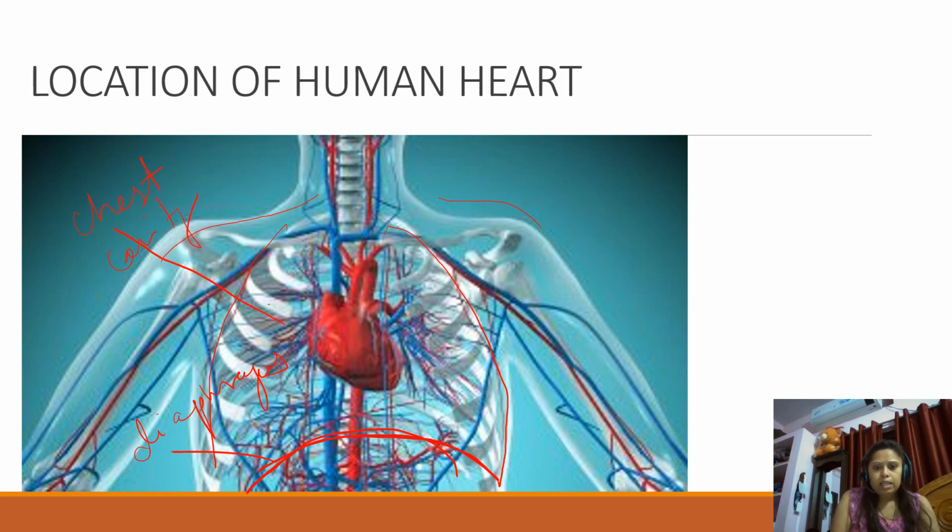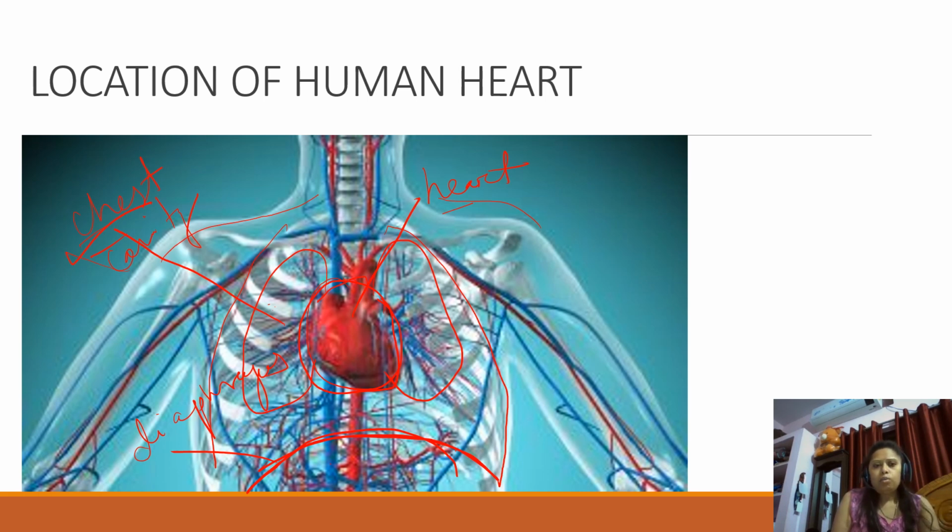Inside the chest cavity, on both sides, there are two lungs, one lung on the right side and another on the left side. In between these two lungs there is a muscular organ, that is your heart. So what is the position of the human heart? The position of the human heart is in the chest cavity, in between the two lungs, so it is exactly at the center of the chest cavity, and it is slightly tilted towards the left.